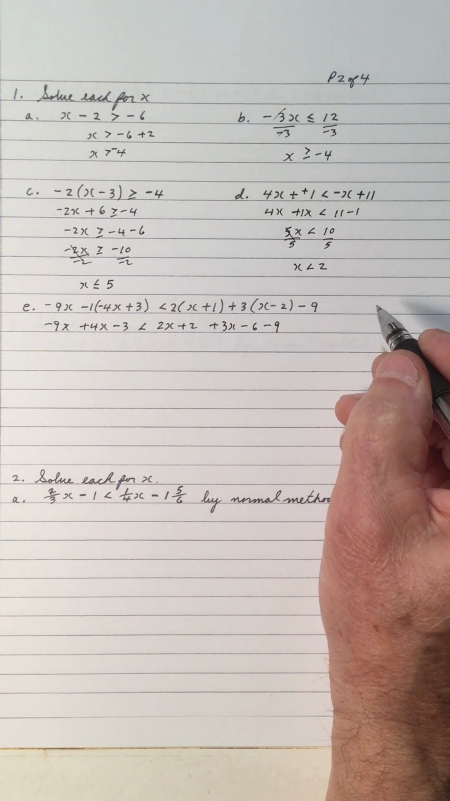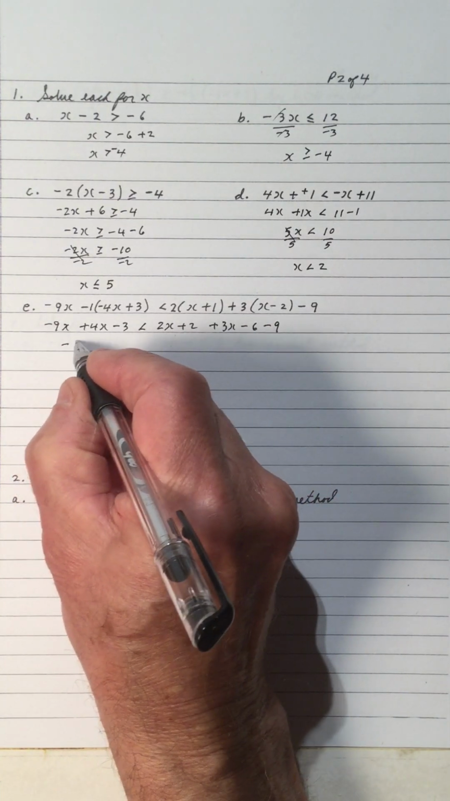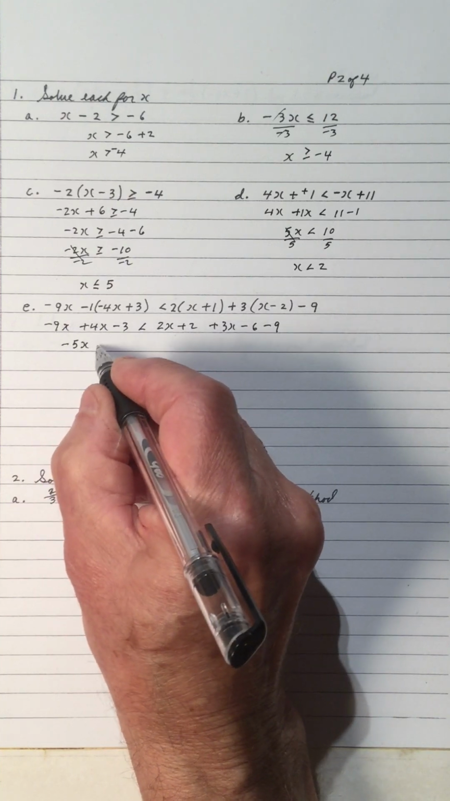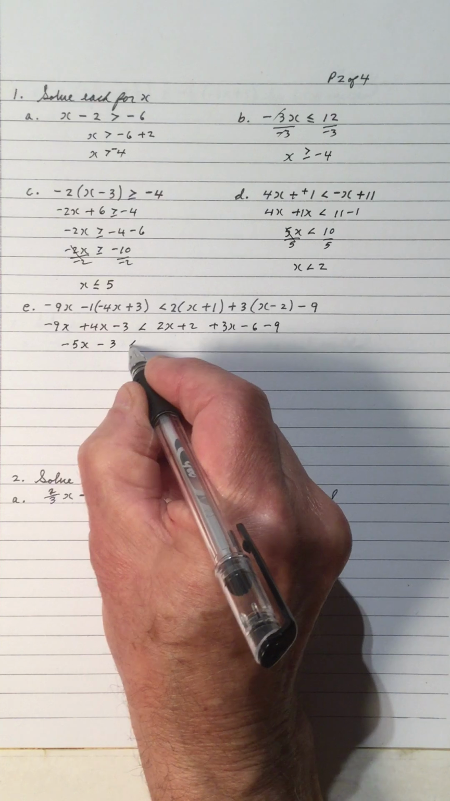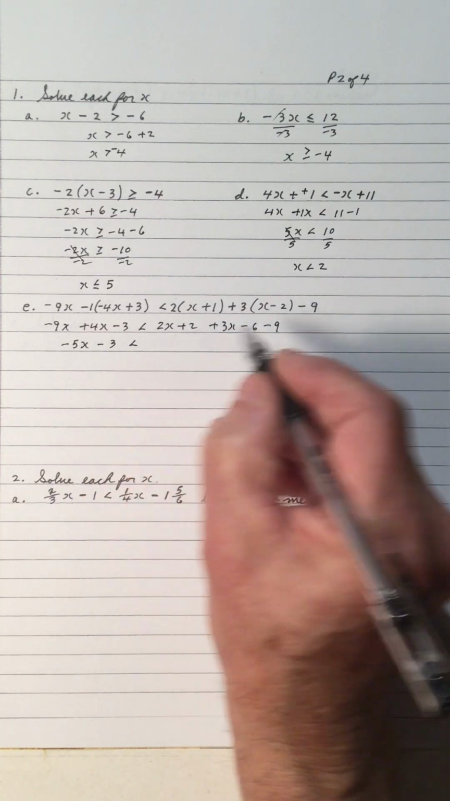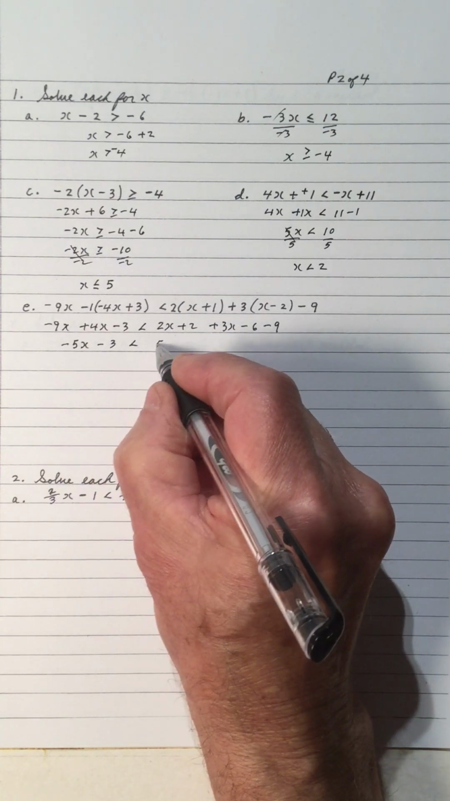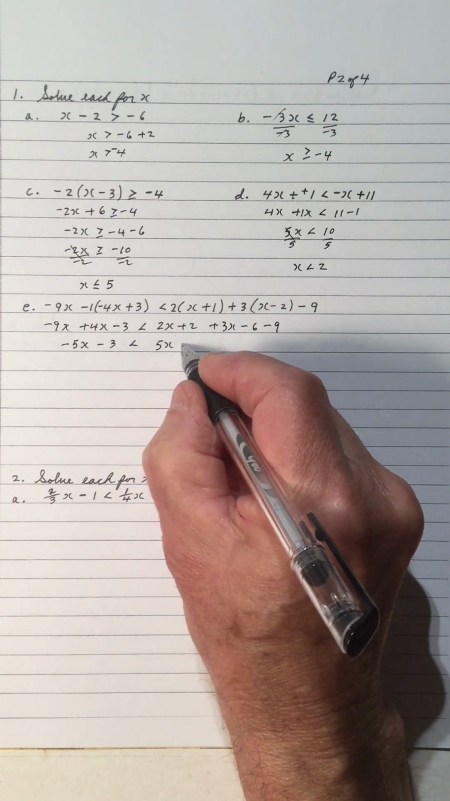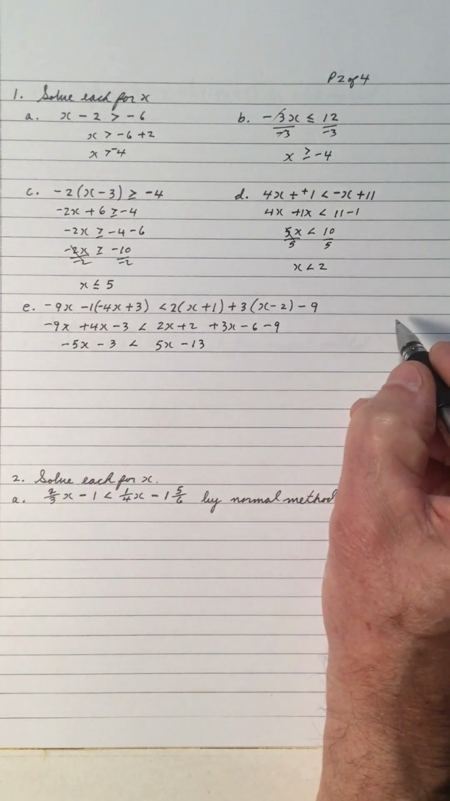Since we have left and right side, let's simplify each side first to make it simpler. So negative 9x plus 4x is negative 5x, minus 3. Add up the x's on the right, we get 2 plus 3 is 5x. And we get negative 15 and 2 is negative 13.